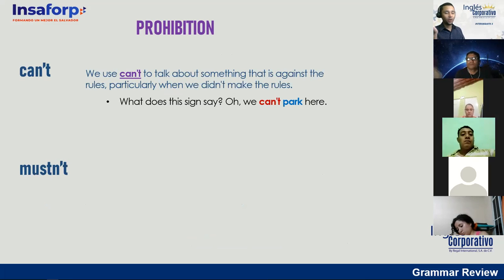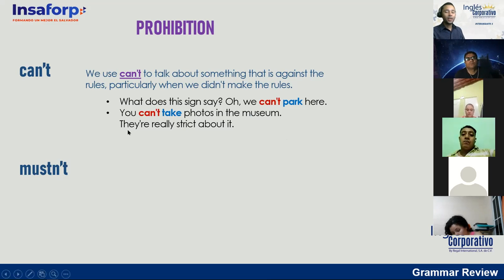It's like when you have a garage in your house, only you can park in front of your house. If another person parks his or her car in front of your house, well, that's not permitted. They can't. So they can't park there. Next, you can take photos in the museum. They are really strict about it. That's a rule. You can't. It's prohibited.